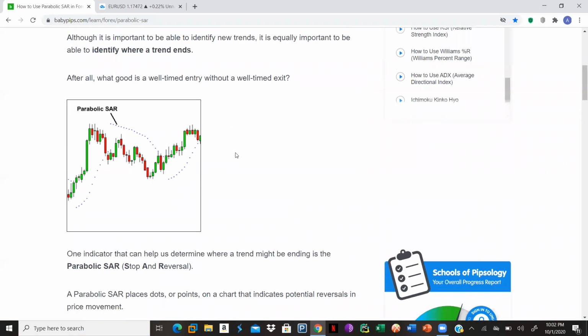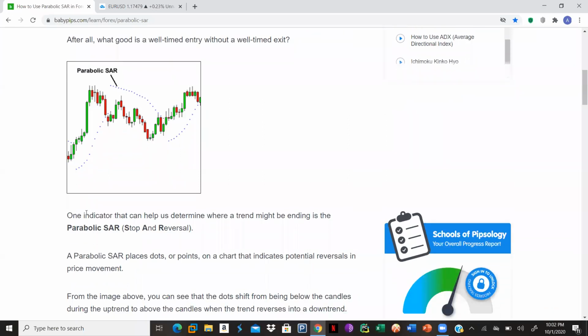So the SAR is composed of a series of dots, either above or below the price. You can see here the dots in this picture, where it's indicating the parabolic SAR, the blue ones, down here and up above here. One indicator that can help us determine where a trend might be ending is the parabolic SAR. The other indicators, like moving averages, don't show you where the trend is ending, but the parabolic SAR, where SAR stands for stop and reversal, usually shows you where the trend might be ending.